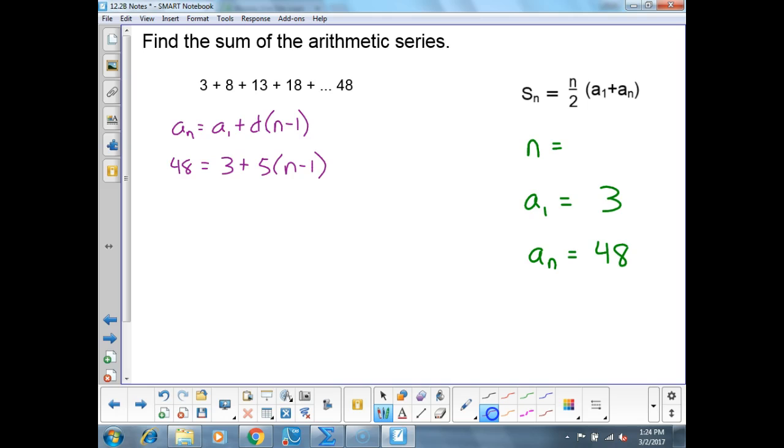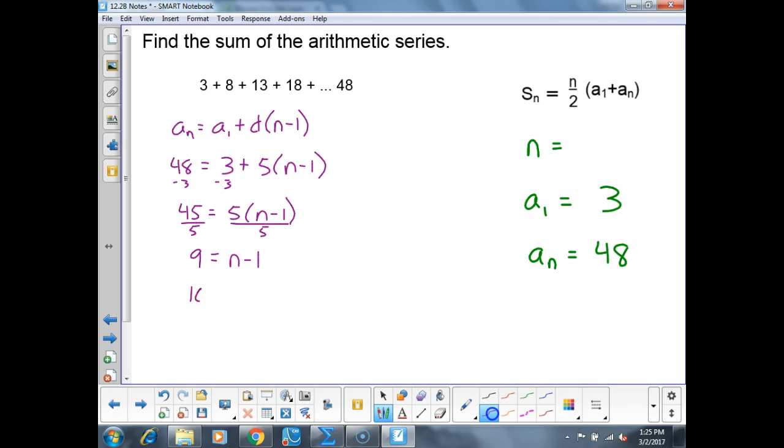How can we solve that? We could distribute the 5. Could we do anything else? Subtract 3, right? If you want to distribute the 5, we're going to get the same answer, but let me show you a little funnier way. So if I subtract the 3, then I get 45 equals 5 times n minus 1. Now what could we do? Divide both sides by 5. Gets me 9 equals n minus 1. And then what? Add the 1. So 10 is n.